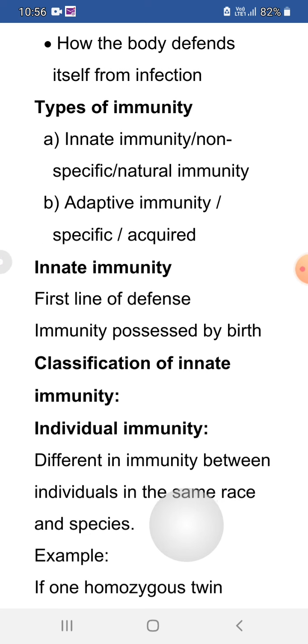So let's start by defining innate immunity. First, we say that innate immunity is the first line of defense. What this means is it is the first thing that foreign substances encounter, and it tries to stop them from getting into the body or even destroys them. But should they pass, then they meet another, second line of defense, which is normally adaptive immunity.